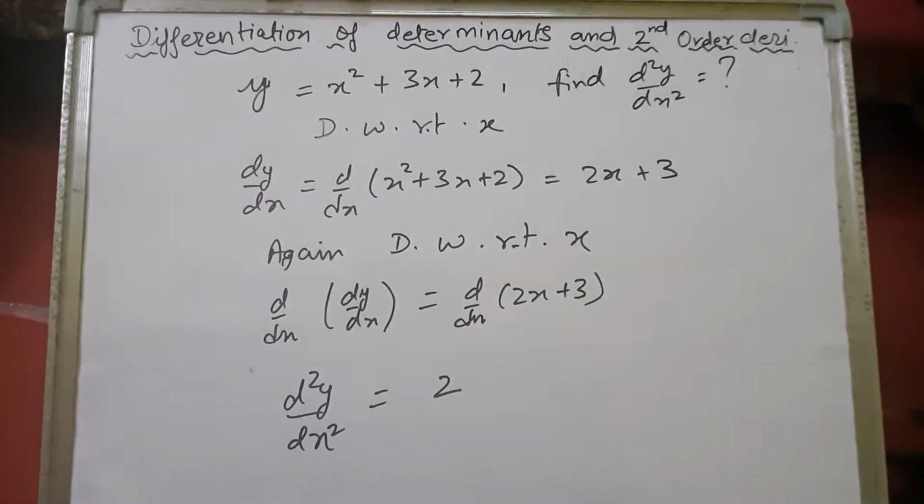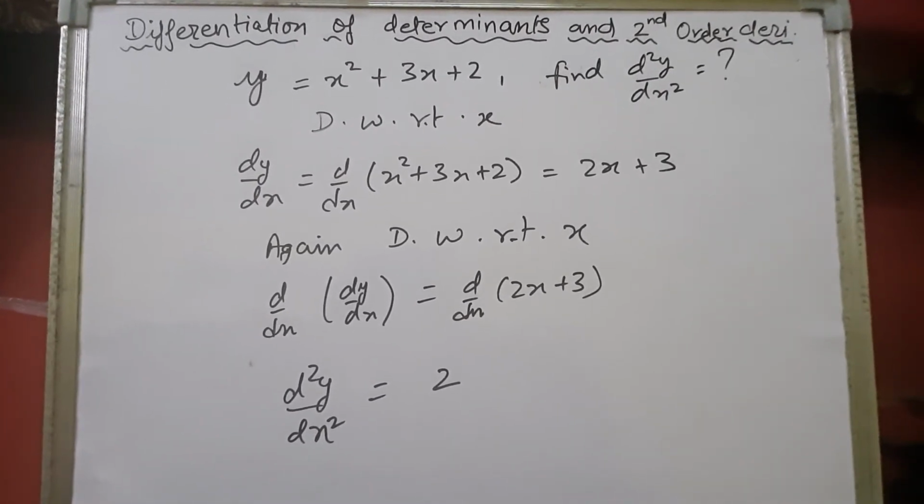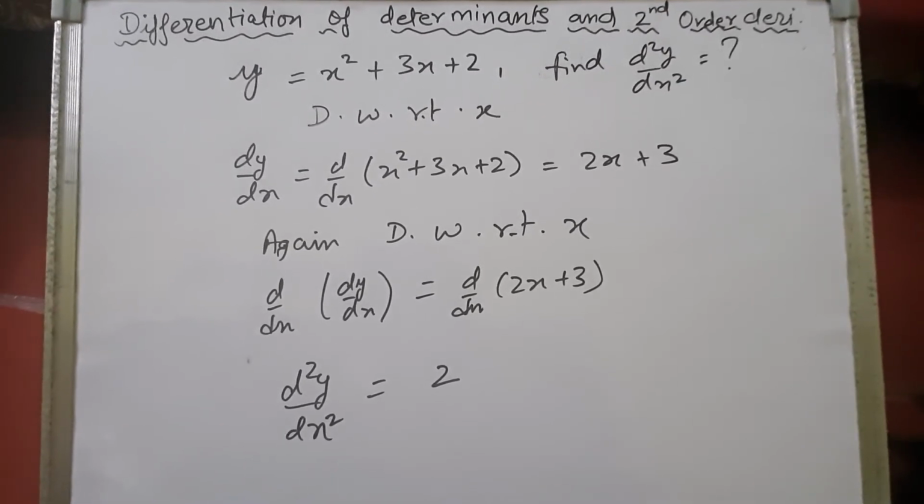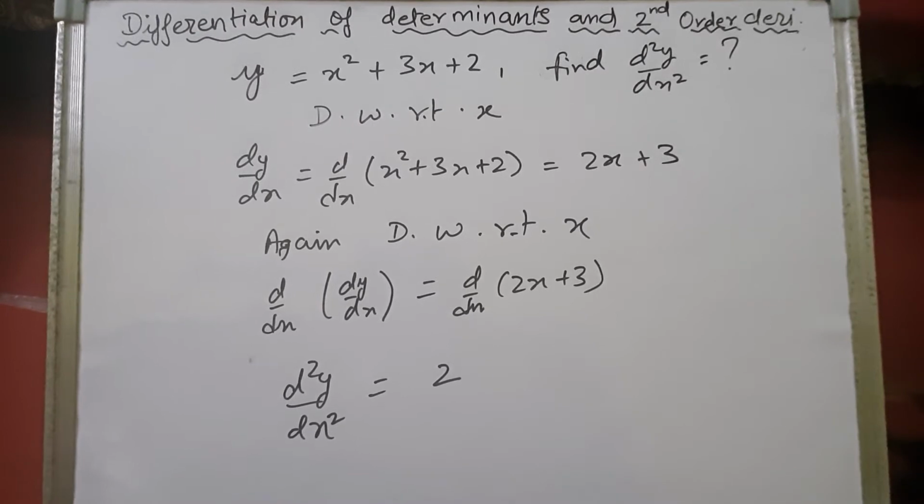Children, let's see a few sums. Suppose a sum is given as y equals x square plus 3x plus 2 and find d2y by dx2.